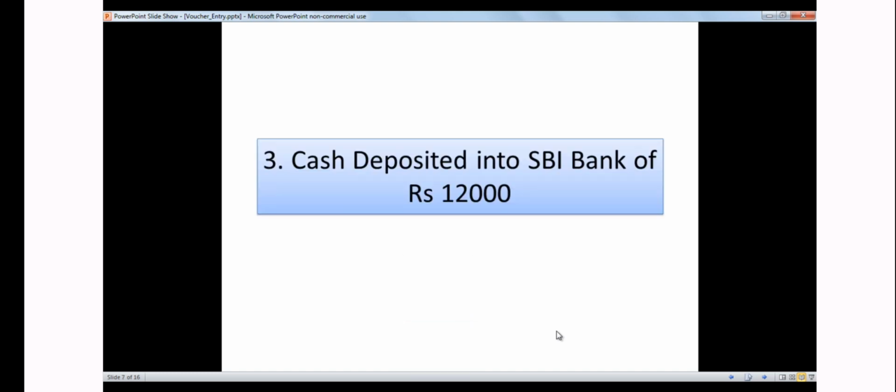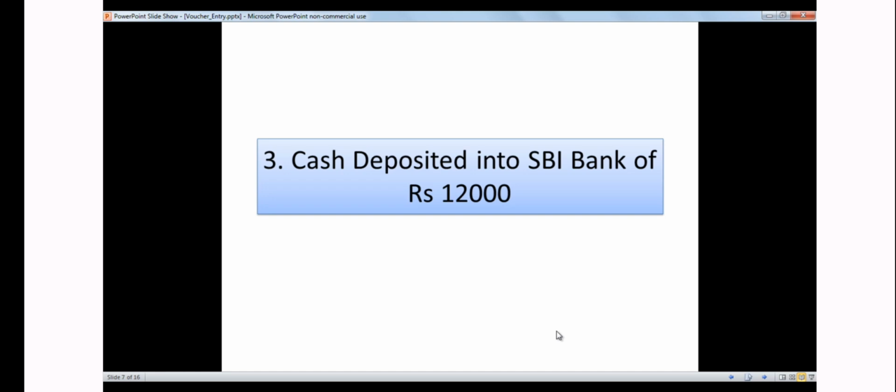The third statement is cash deposited into SBI Bank of rupees 12,000. Here remember, it's a type of contra voucher. In the next video you will understand what a contra voucher is, but here the cash has been deposited into SBI Bank. This means the cash flow has been within the company only, from one account, that is the cash account, the cash has been deposited into another account which is a bank account. So first ledger is cash account and the second ledger is SBI Bank.